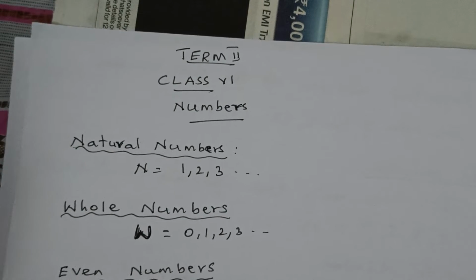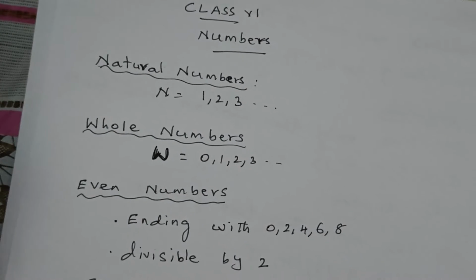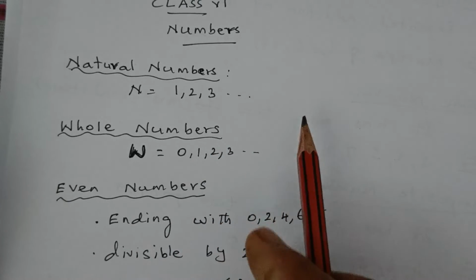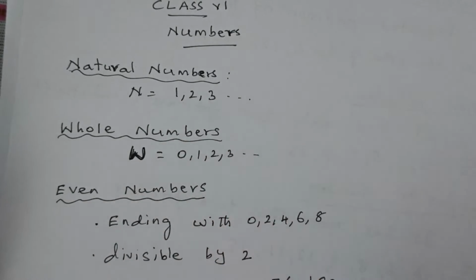The numbers means first we have set of natural numbers. What are natural numbers? Just the counting numbers. Starting from 1, 1, 2, 3, 4 are called natural numbers.